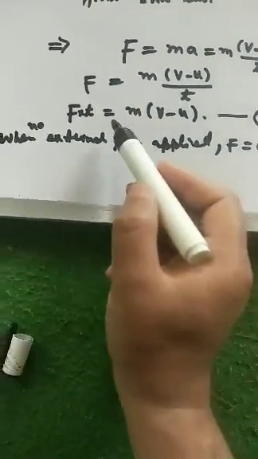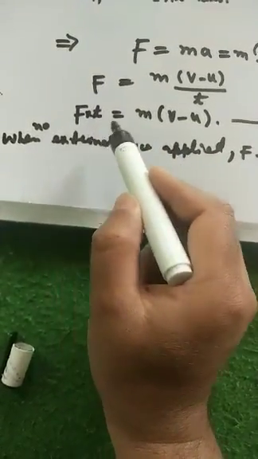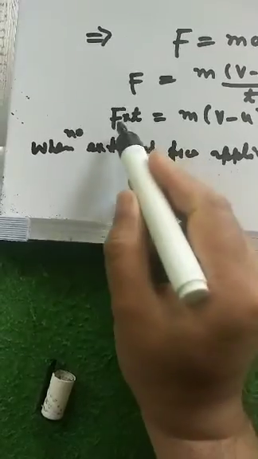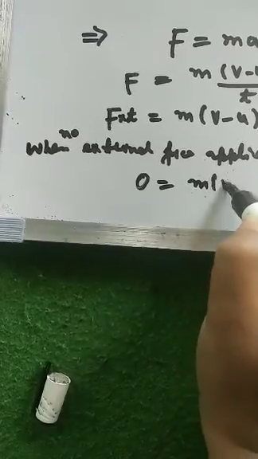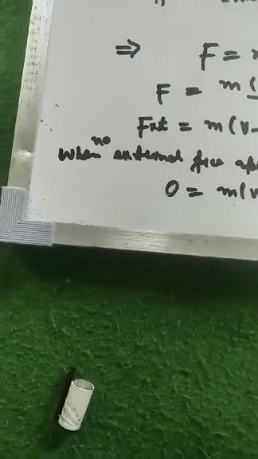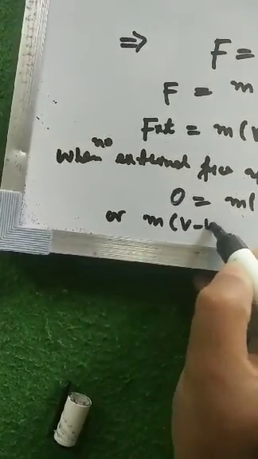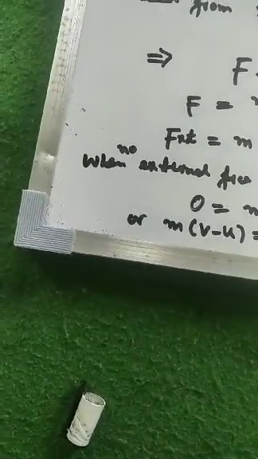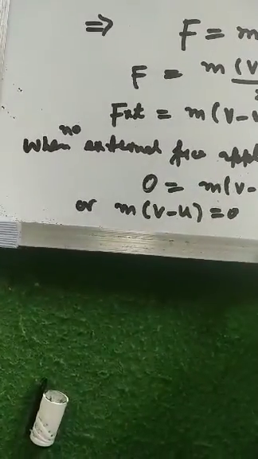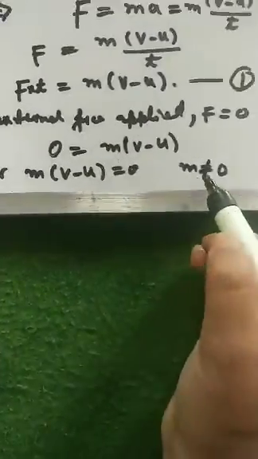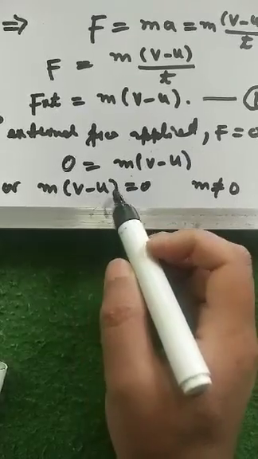We put F equal to 0 here, so the left-hand side becomes 0. Here F into t becomes 0, equal to m into (v - u). We can also write m into (v - u) equal to 0. Here m is not equal to 0, since the mass of a body is never zero. It means that v minus u is equal to 0.